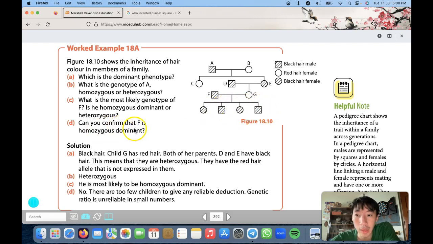Now, can you confirm that F is homozygous dominant? You can't, right? Because it might just be probability, just like luck. The chances of it happening were 50-50. If he was heterozygous, it was 50-50 of passing either gene. So it could just be lucky, like you flip a coin and just nicely get 4 heads. Answers are here, and take a look.